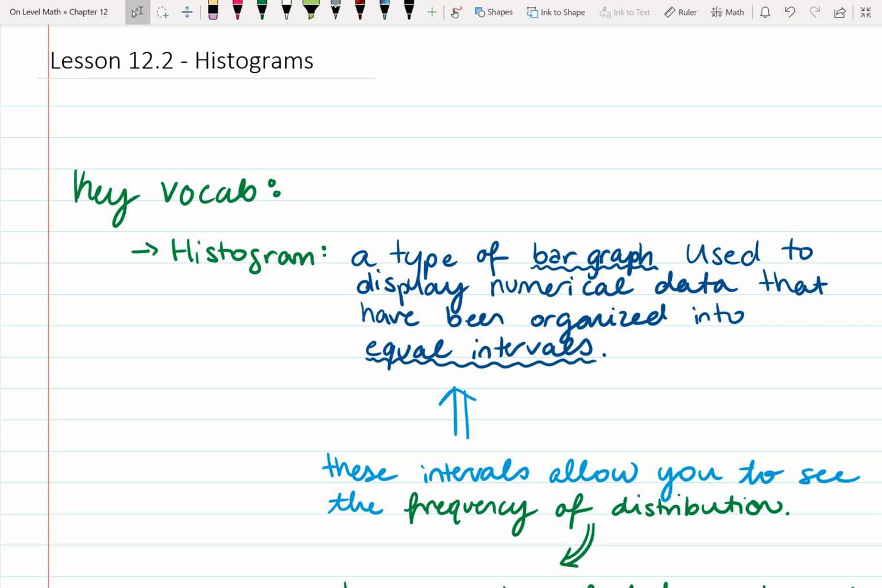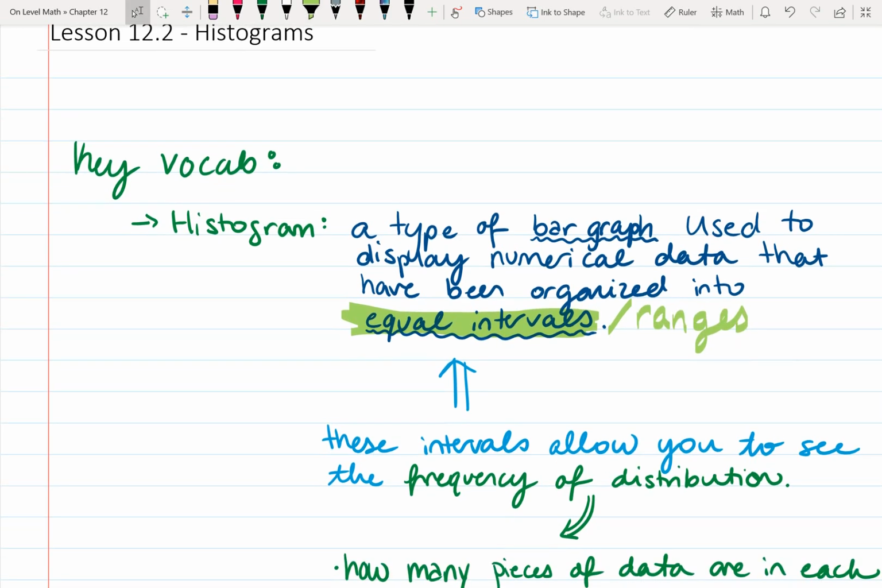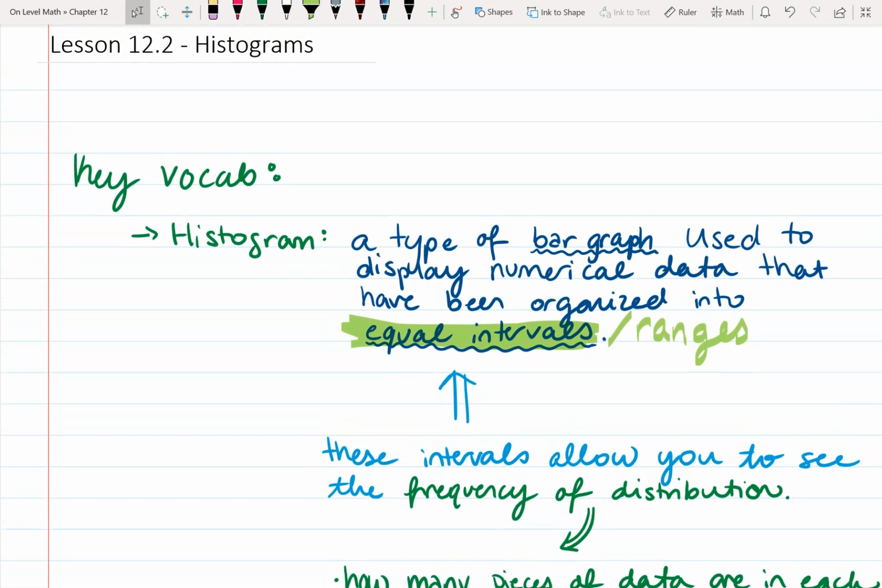But a histogram is a type of bar graph used to display numerical data that have been organized into equal intervals. This equal intervals part is super duper important. I prefer the word intervals or ranges. So it's a range. These intervals allow you to see the frequency of distribution, so just how many are in that range.